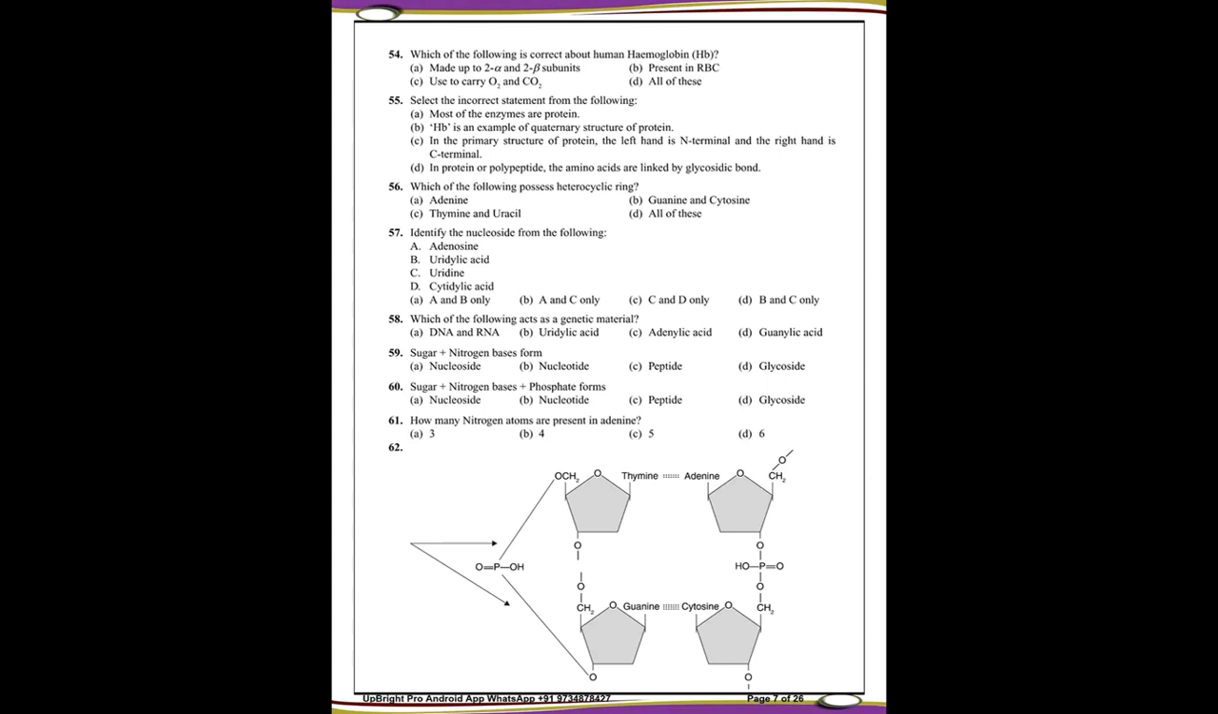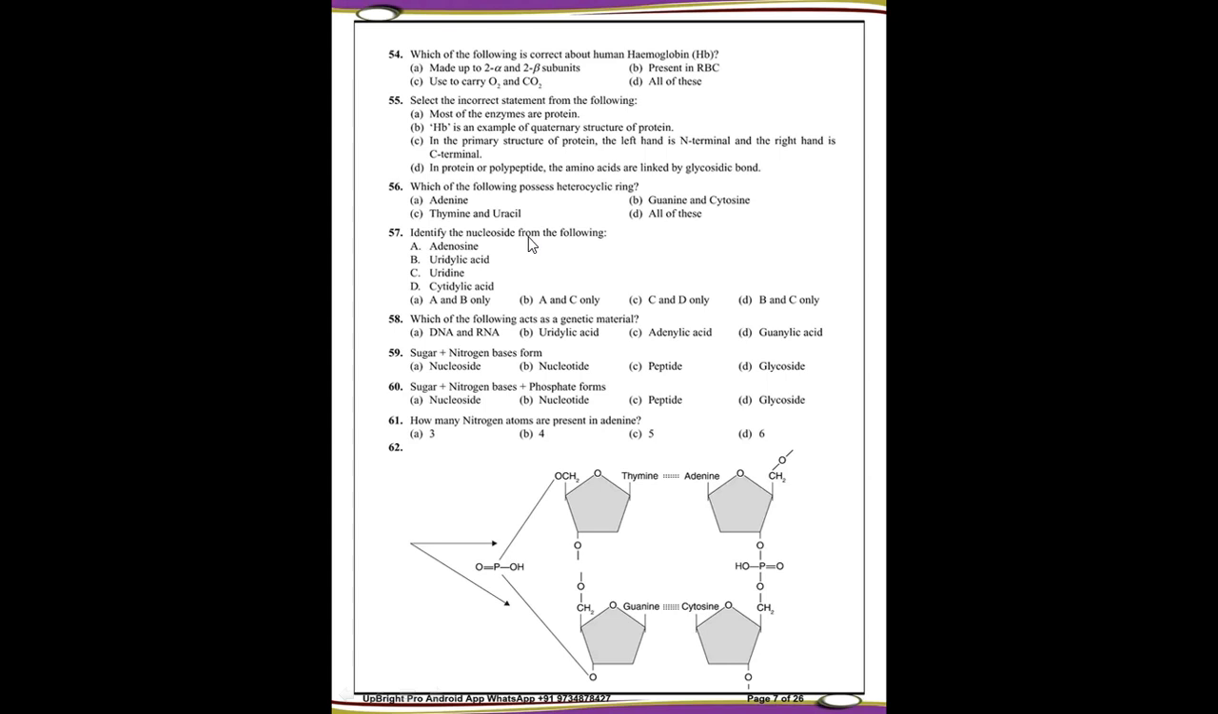56. Which of the following possesses a heterocyclic ring? A heterocyclic ring is made of 2 or more kinds of atoms in the same ring structure. So is it adenine? Is it guanine and cytosine? Is it thymine and uracil? All of these are made of heterocyclic rings. They are made of both carbon and nitrogen as part of their ring system. Okay. 57.